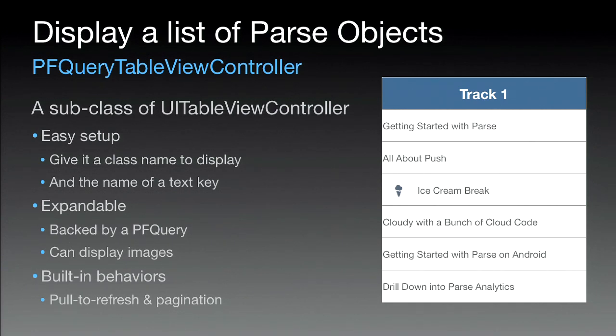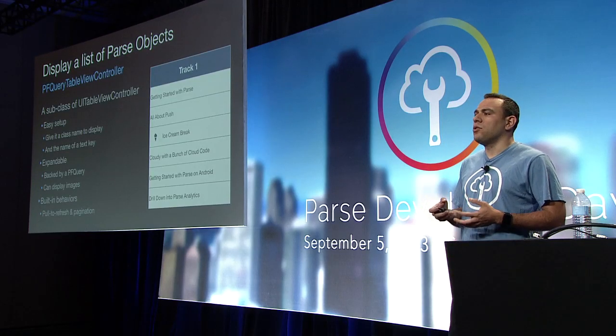Just give it a class name, as well as the name of the column that you want to display for each row. It also comes with additional functionality. You can get pull to refresh, or you can use pagination to get through all your objects easily. That's the basic use for a PFQueryTableViewController. But since this is basically displaying the results of a query, if you need to expand it or show us a more specific set of data, you can always just return your own PFQuery here.